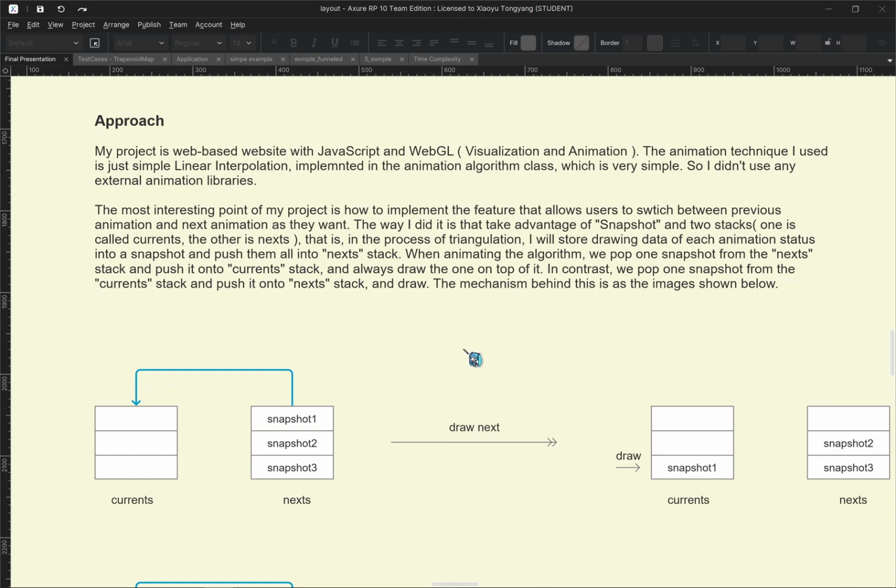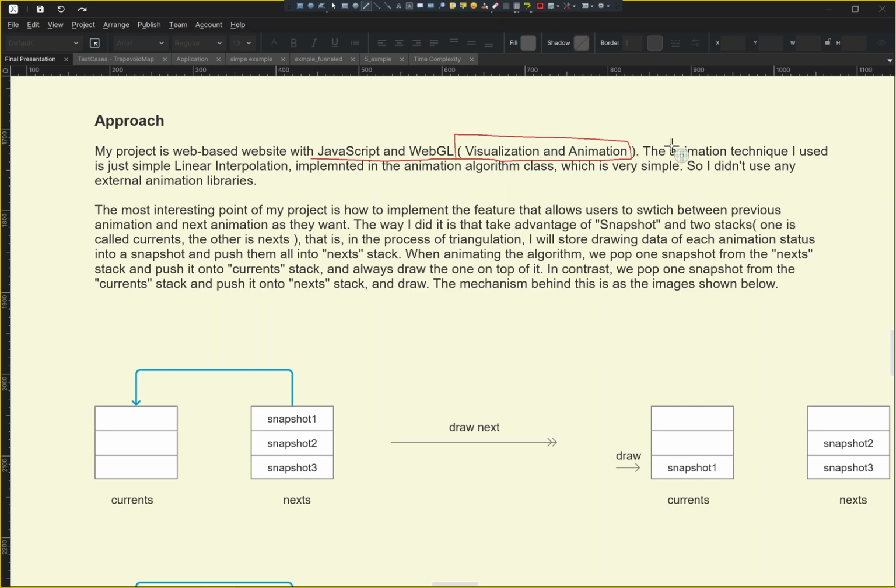As for the approaches I used to implement, first, this is a web page with JavaScript and WebGL. I use WebGL for visualization and animation. By the way, the animation technique I used is simply the linear interpolation I learned in the animation algorithm class. This animation technique is very simple to implement, and as we can see in the rest of the video or in the demo, this linear interpolation is quite enough for the animation. In other words, we don't need other complex interpolation algorithms.